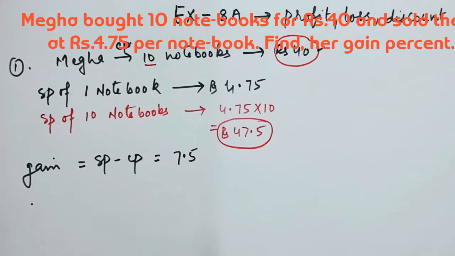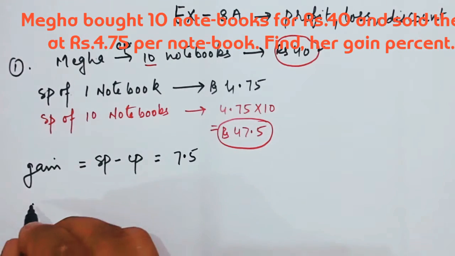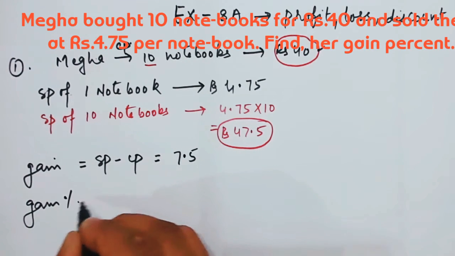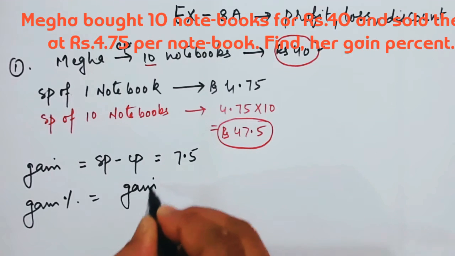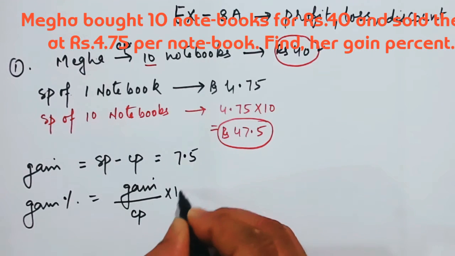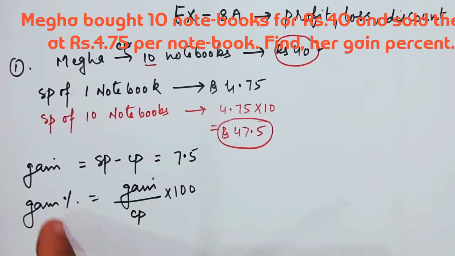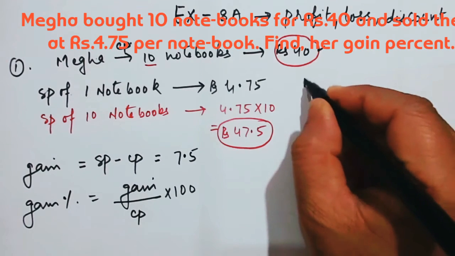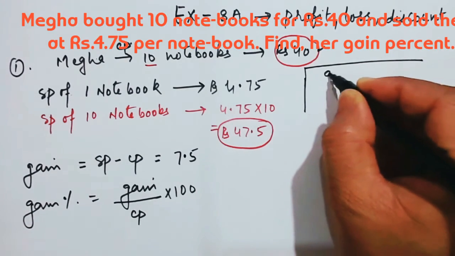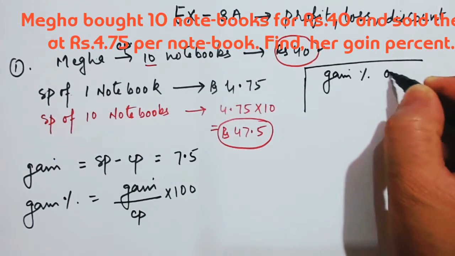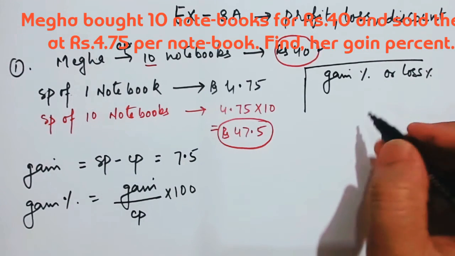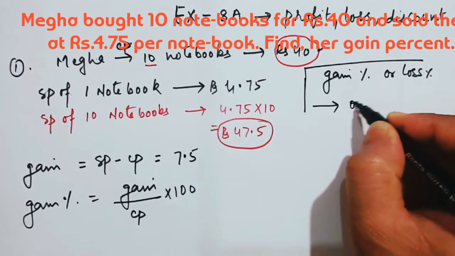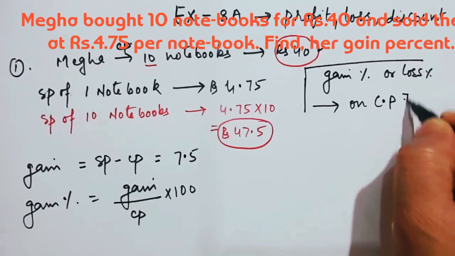So how to find the gain percent? Gain percent is equal to gain by cost price into 100. This is the formula. Similarly, loss percent is loss by cost price into 100. Gain percent or loss percent is always calculated on the cost price of a commodity.